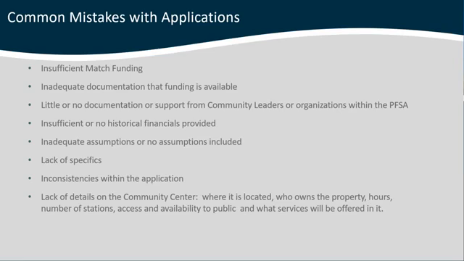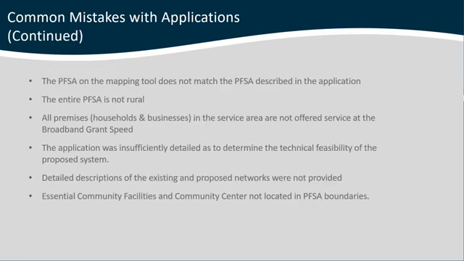Lack of details on the community center: where it is located, who owns the property, hours, numbers of stations, access and availability to the public, and what services will be offered in it. Seen it happen before where the PFSA and the mapping tool does not match what's described in the application, and anything that we don't understand about that can potentially get your application rejected. If you do a PFSA that's not entirely rural, if it overlaps that non-rural area, it will be rejected.